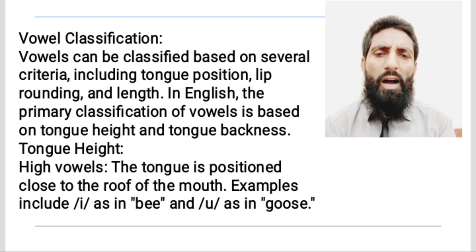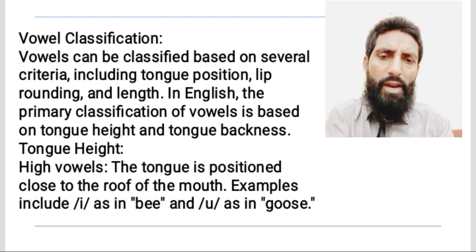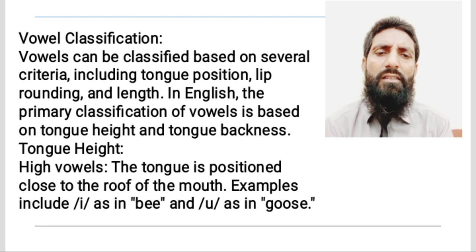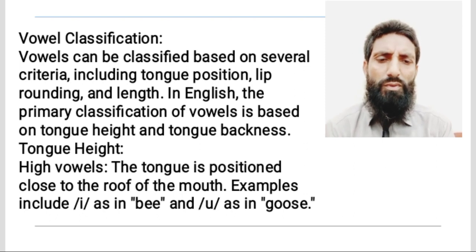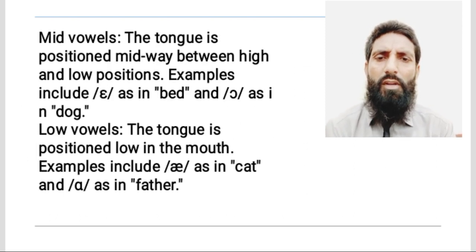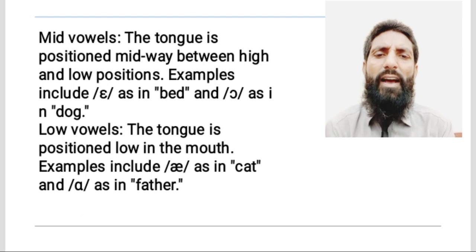High vowels. The tongue is positioned close to the roof of the mouth. Examples include the sounds in bee and goose. Mid vowels. The tongue is positioned midway between high and low positions. Examples include the sounds in bed and dog. Low vowels. The tongue is positioned low in the mouth. Examples include the sounds in cat and father.